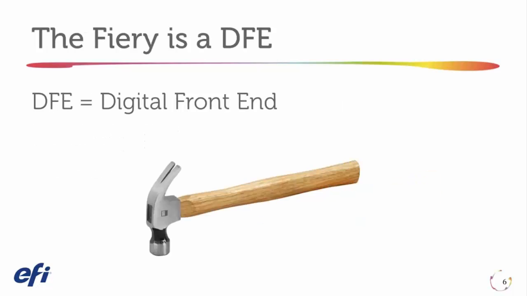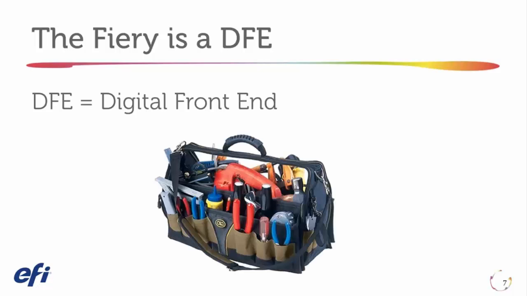But when we talk about the Fiery, we really want to think of it in terms of a digital front end. And a digital front end is much more than a tool. If you think of a RIP as being a hammer, really what a digital front end is, is a toolbox. It's a collection of tools. And what we'll talk about today is how the Fiery is a digital front end, and just like a toolbox, provides a number of different solutions, more than just ripping a file.